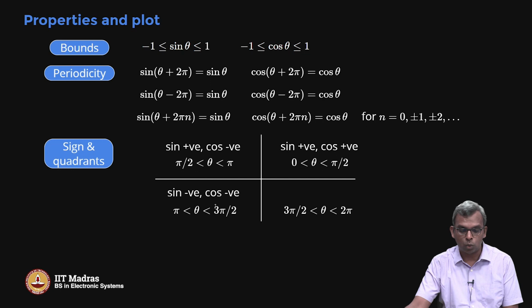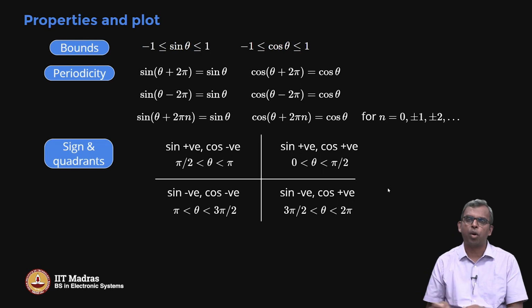If you go to the third quadrant, sine and cos are negative, because the angle is here, you are on the negative x-axis, negative y-axis. If you go to the fourth quadrant, 3 pi by 2 to 2 pi, you see that cos is positive, but then sine is negative. So another way to remember this is, above the x-axis sine is positive, below the x-axis sine is negative, and to the right of the y-axis cos is positive, to the left of the y-axis cos is negative. So these are things to quickly see.